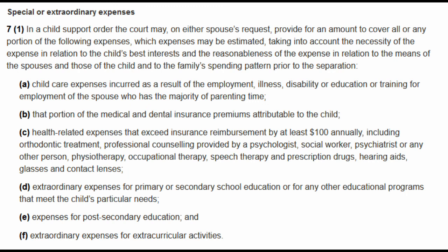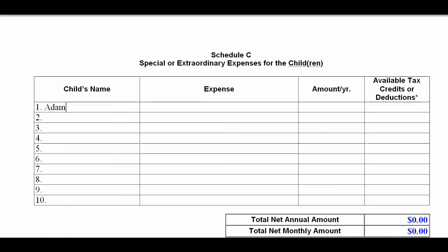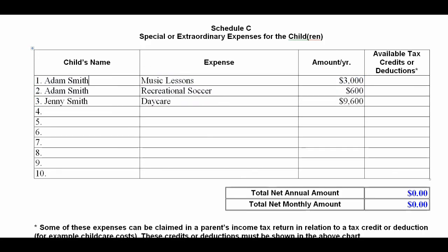We're going to do an example here with 2 children, and we're going to assume that one child has 2 activities and the other just has 1. We're going to put in music lessons at $3,000 a year. We're not going to touch tax credits at this point. That's something that your lawyer is going to help you out with. And we're also going to assume recreational soccer at $600 a year. We're going to put daycare for the youngest child, and we're going to put $9,600. And of course, with daycare, there's a significant tax credit that your lawyer will input here for you. It's just enough to include this for us.